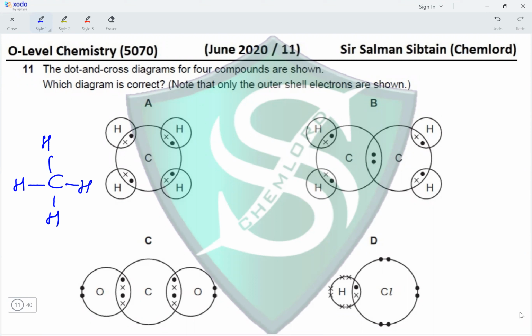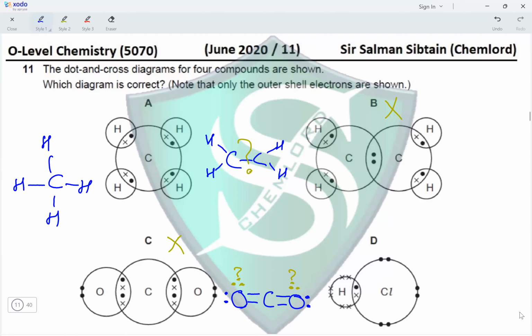Next, we have a carbon-carbon single bond and each carbon atom with two hydrogen atoms covalently bonded to it. So there is a missing bond. So B is incorrect. In C, we've got an oxygen double bonded to carbon, double bonded to oxygen. But each oxygen has a lone pair of electrons on it. In fact, in carbon dioxide, there were supposed to be two lone pairs of electrons present. So this makes option C incorrect as well.